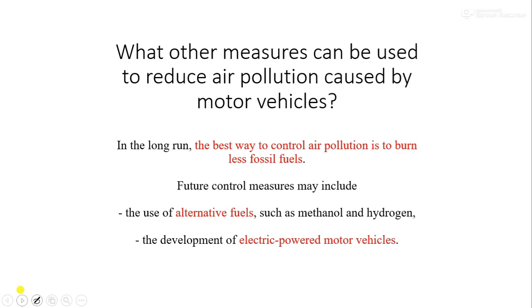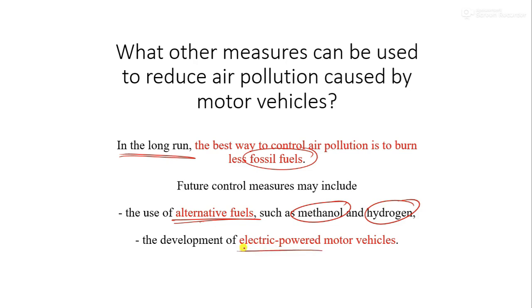What other measures can be used to reduce air pollution? When you are going on a long run, avoid using fossil fuels. And for future control, we have to use alternative fuels like methanol and hydrogen. When these fuels burn, they will only produce carbon dioxide and water. And start using electric motor vehicles, which will not cause any emission of gas.